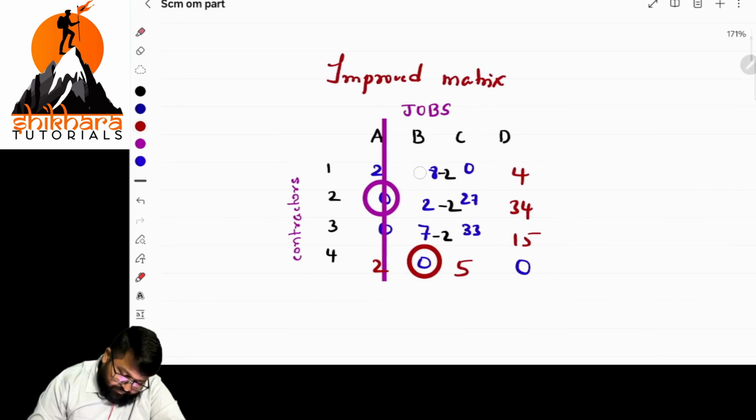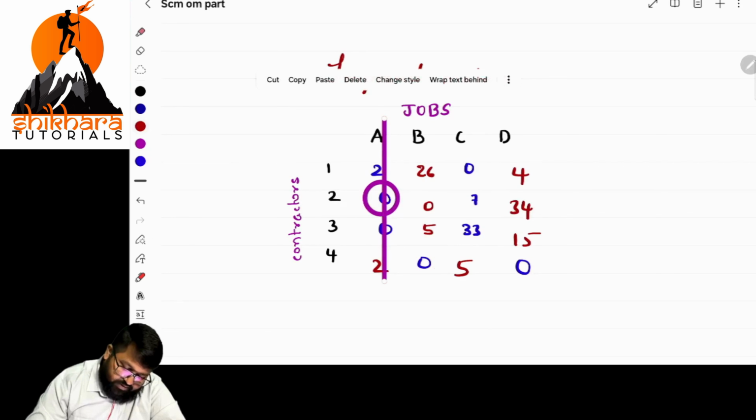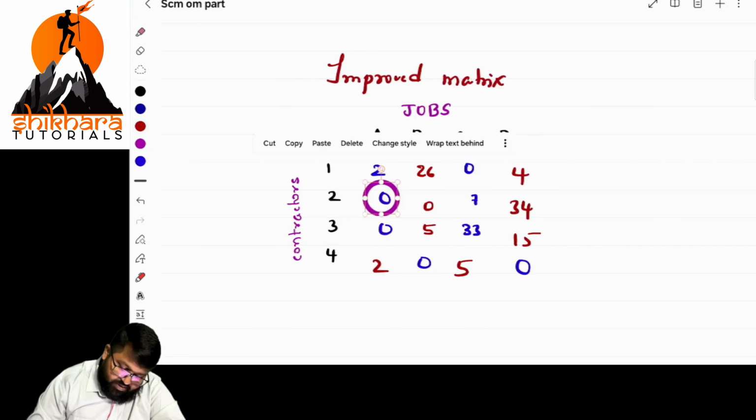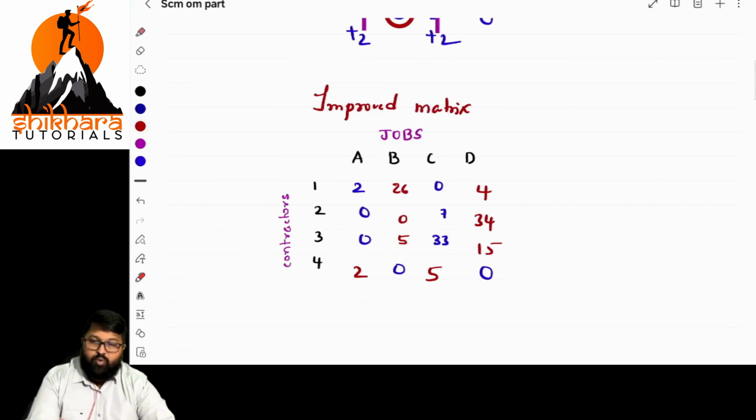And here it will be 26. Here it will be 0. Here it will be 5. And this also is not getting affected. And here it is 8. And here it will be 8. So there is a new matrix we got after doing the improvement step.